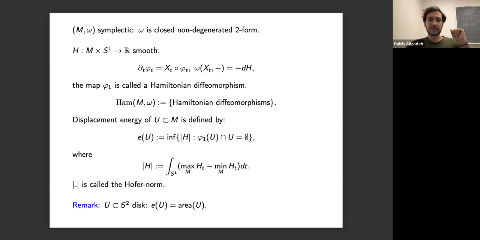A small remark that we'll need later on is that if I take a connected disk in a two-dimensional sphere, then the displacement energy is equal to its area. In other words, its capacity. Okay. Is there any question on definitions? Okay.